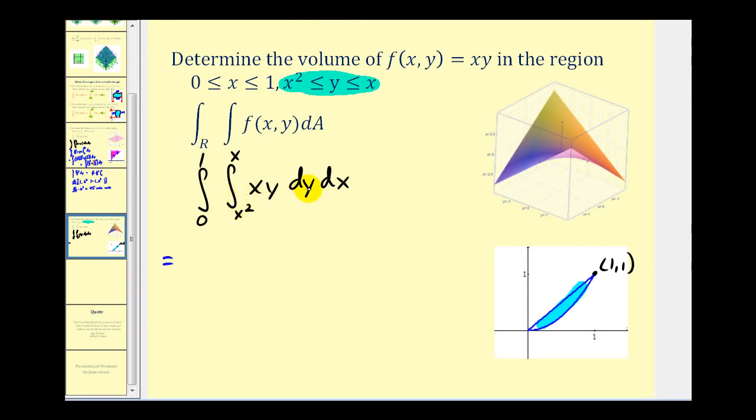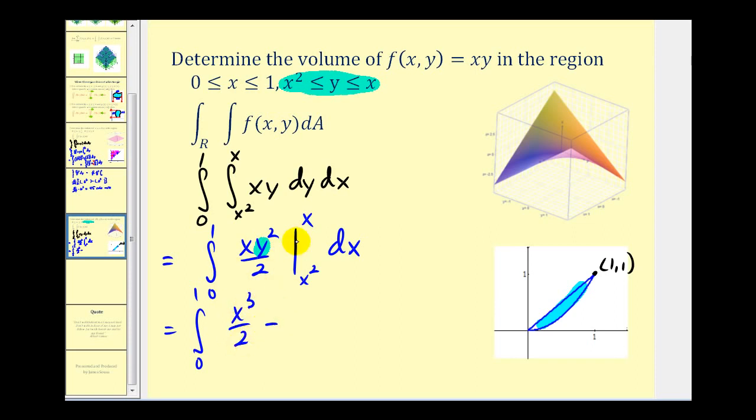So now we'll integrate with respect to y, treating x as a constant. So we'll have x y squared all over 2 in our limits of integration. Because we integrated with respect to y, we're replacing y with x and x squared. So when y is equal to x, we'll have x cubed over 2 minus, and then when y is x squared, we'll have x to the 5th over 2. Let's go ahead and finish this on the next slide.